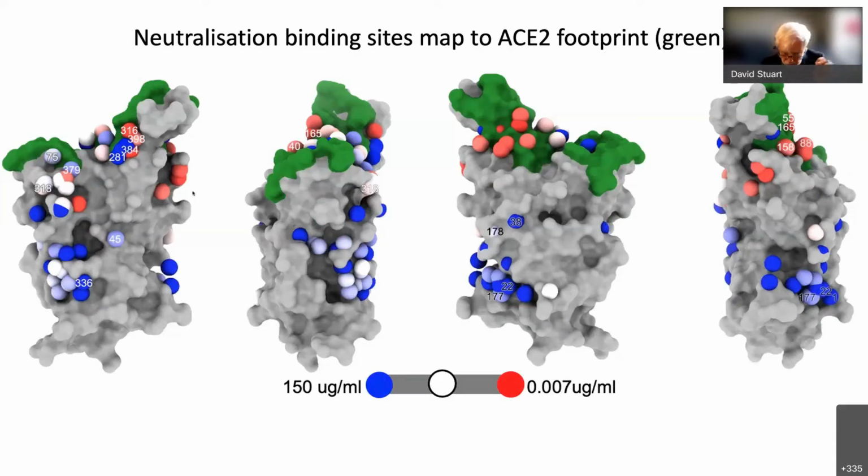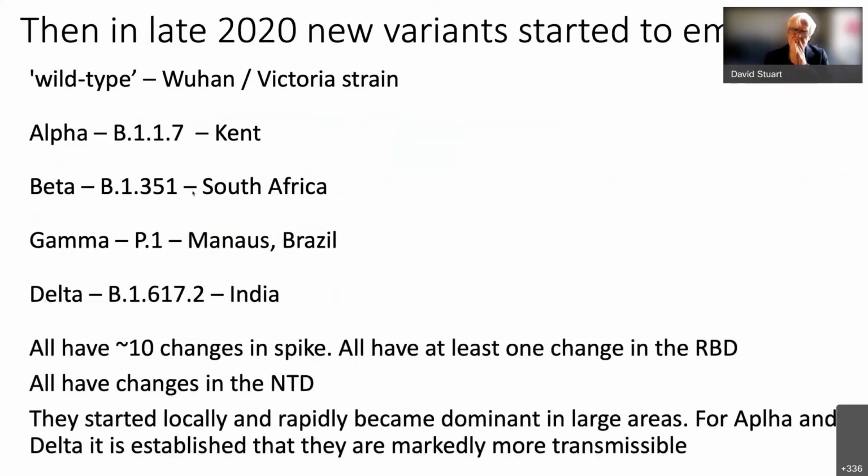Of course, there are some that bind up in that region that are not very good neutralizers, and they're probably just weak binders. So the ACE2 probably outcompetes the antibody. So that gave us quite a nice overview of the antibody responses against the early pandemic, the Wuhan, the Victoria strain, whatever you want to call it.